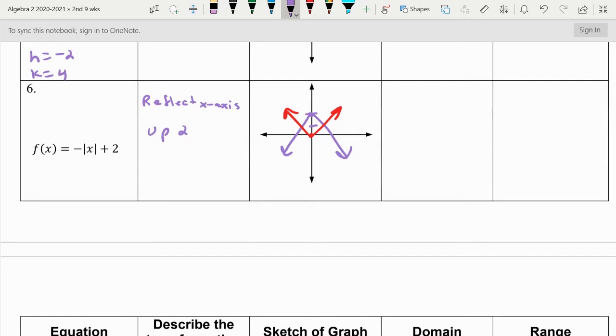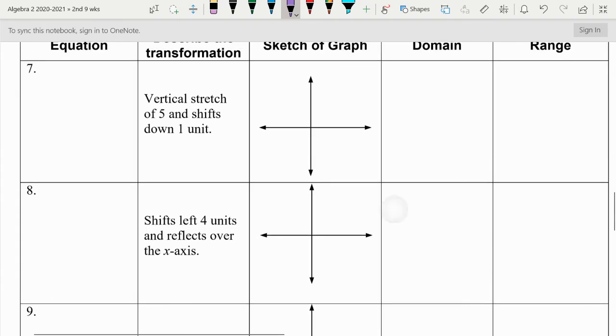Okay, so let's do domain and range. The domain is still going to be all real numbers. And as far as our range this time, again, bottom to top, so let's start at negative infinity and then climb up the ladder all the way to 2, bracket, and infinity there.